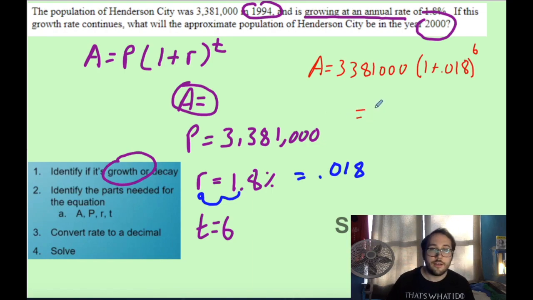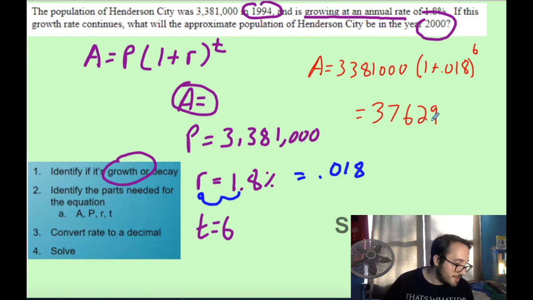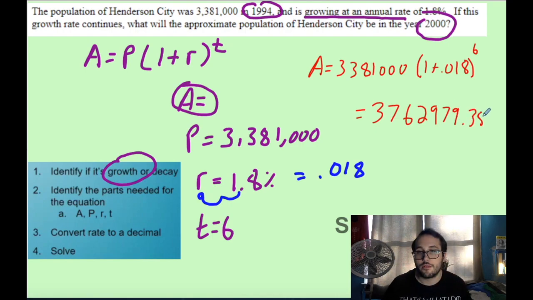It's 3,762,979.382. Now remember, this represents population. You can't have 3,762,979.382 people. That doesn't make sense. So we have to round down in this case. And this is almost identical to what you did in the mini lesson.